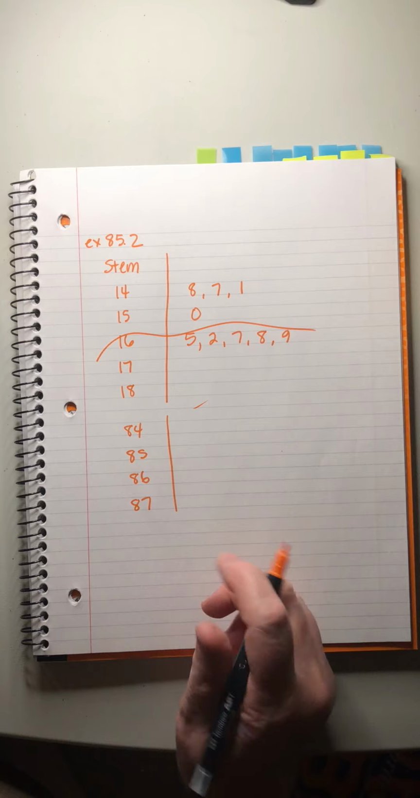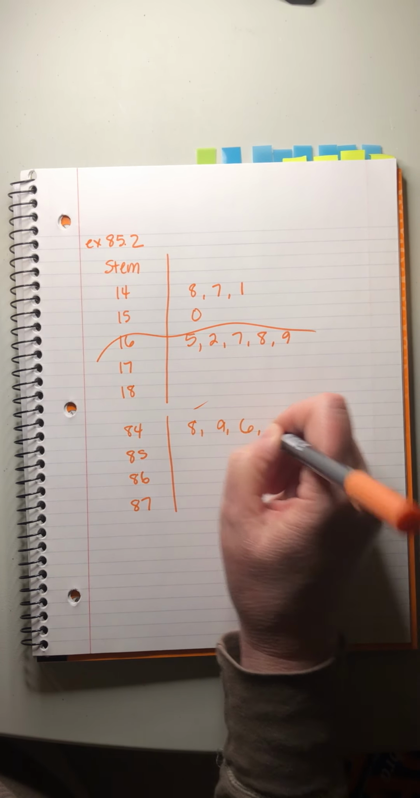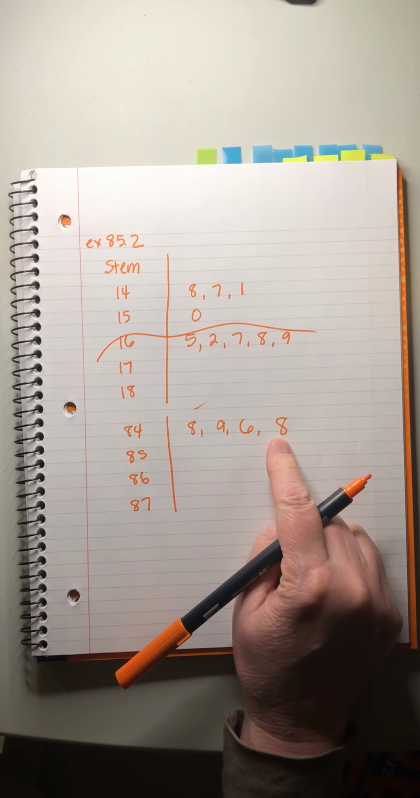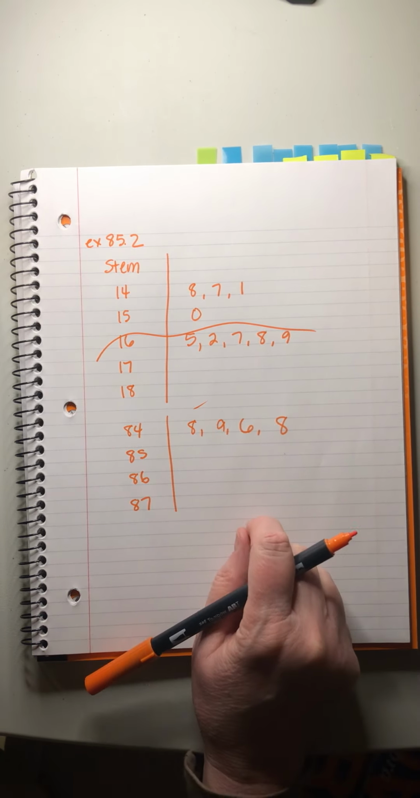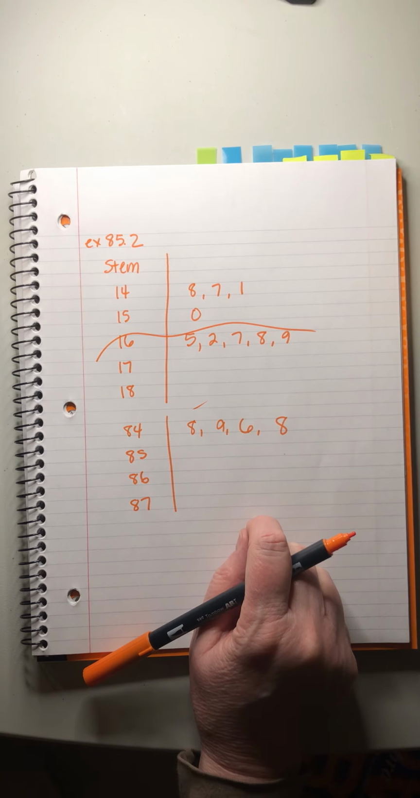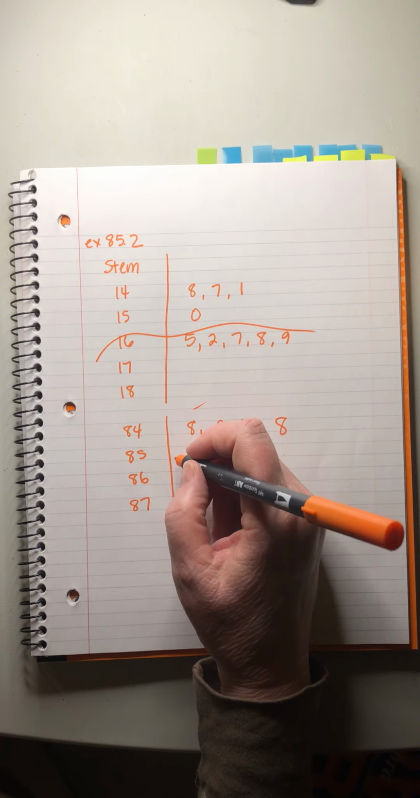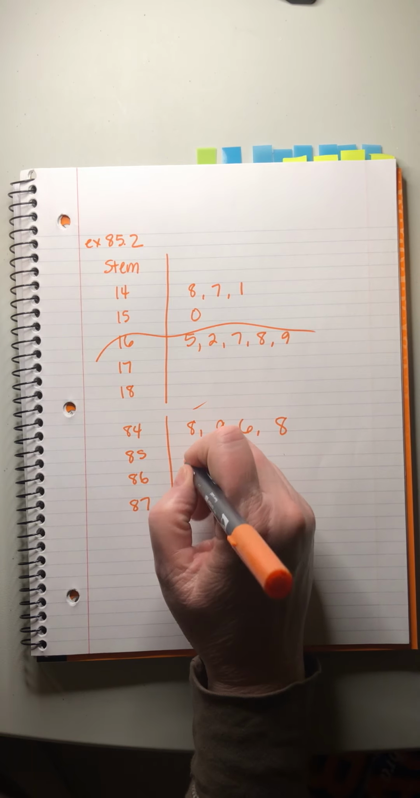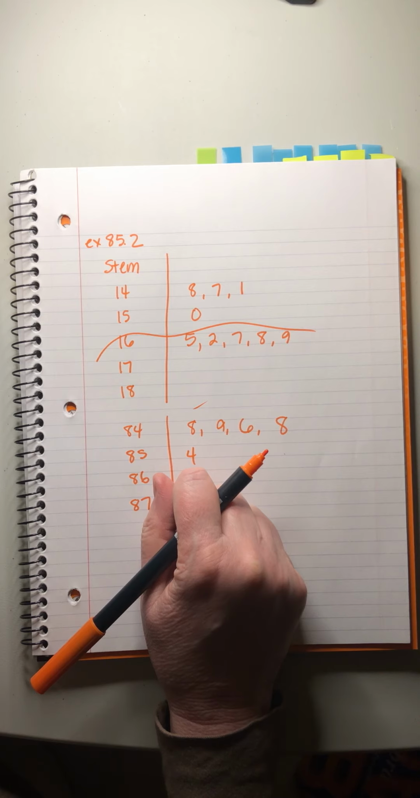All right, 84. 8, 9, 6, 8. Wait, what does that mean? There's 8 twice. That means 848 came up twice. John doesn't give us a cute little story, so we'll just have to pretend it was the weight of the gorillas at the zoo. So 2 of them weighed 848 pounds. I wonder how much a gorilla really does weigh.